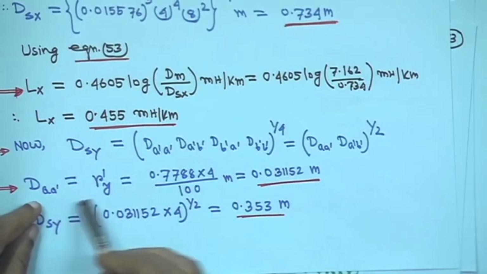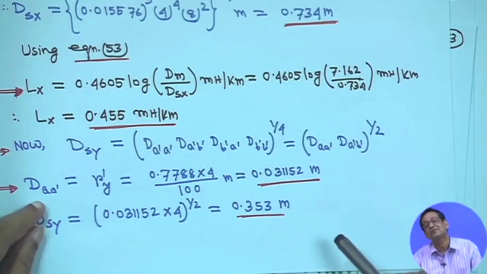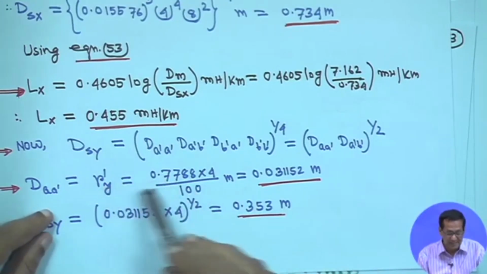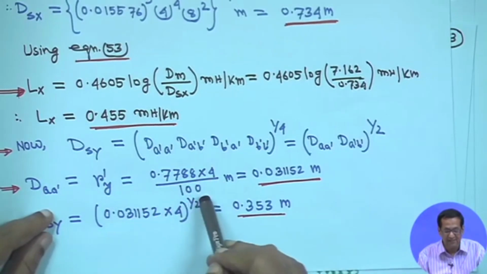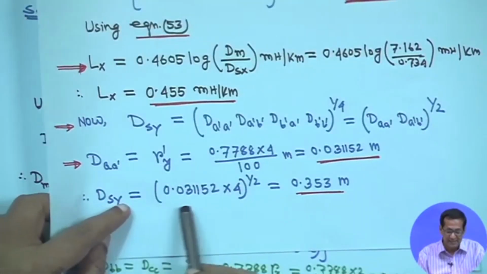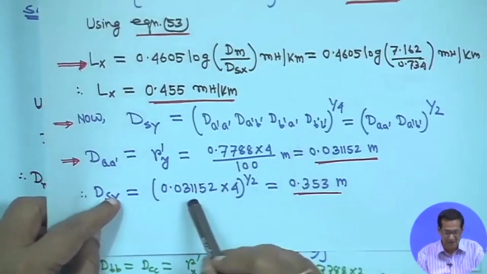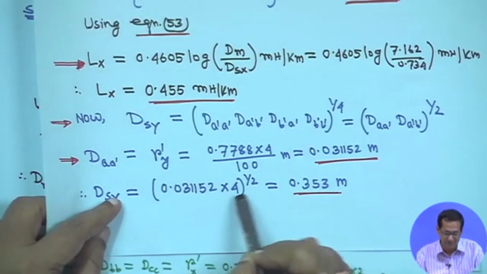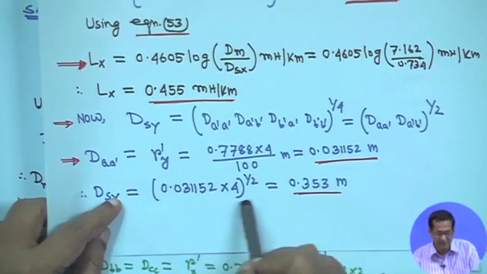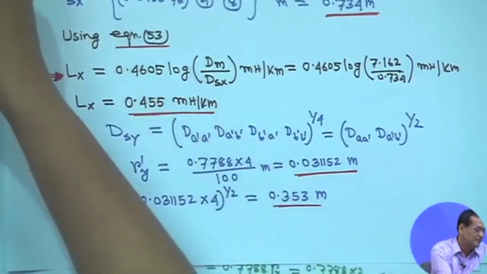Again, the radius of the group y conductor is 4 centimeter, so r dash is 0.7788 times r divided by 100 to convert to meter, which is 0.03115 meter. So dsy is 0.03115 into 4 to the power half, because the repeated values come twice, that is why it is half. So it is 0.353 meter.